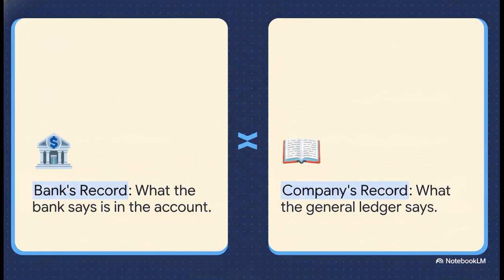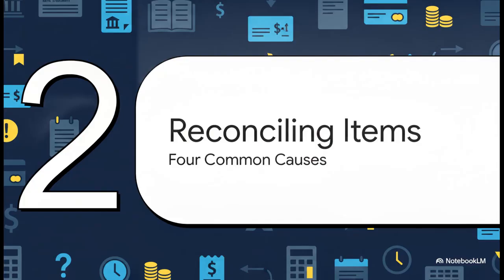Your job, your mission as the accountant, is to play financial detective. You need to explain exactly why they differ to ensure every single dollar is accounted for. If you can't fully explain the difference, something is wrong. It could be an error, a missing entry, or even potential fraud. Moving on to part 2, the 4 common reconciling items.